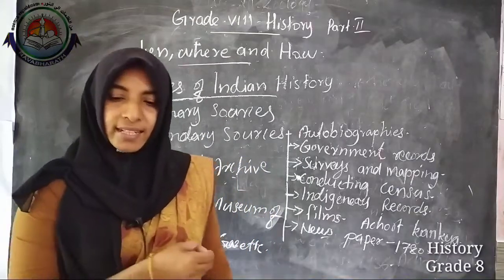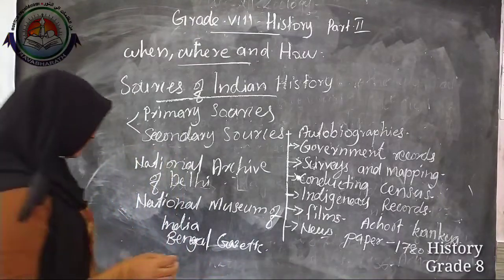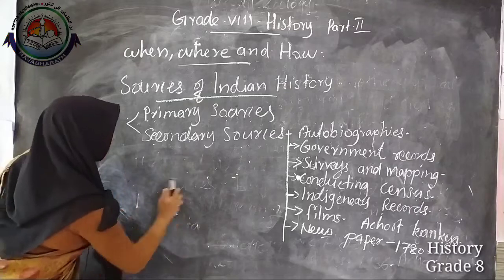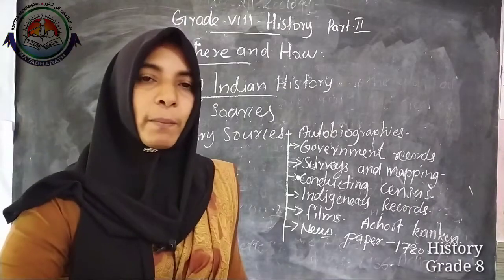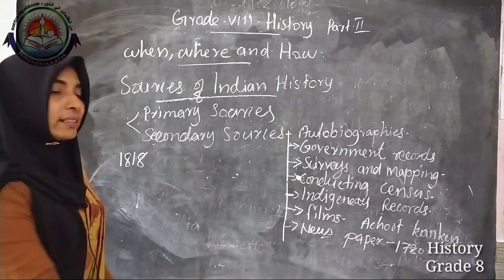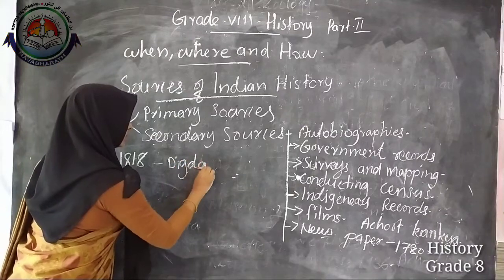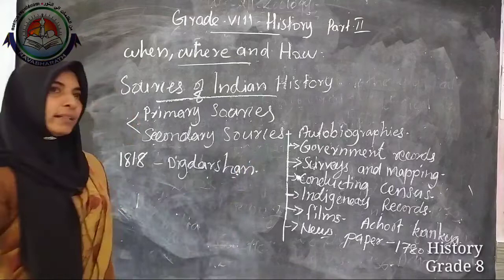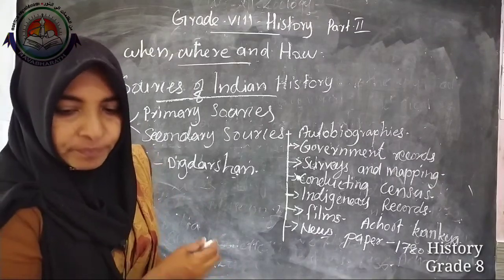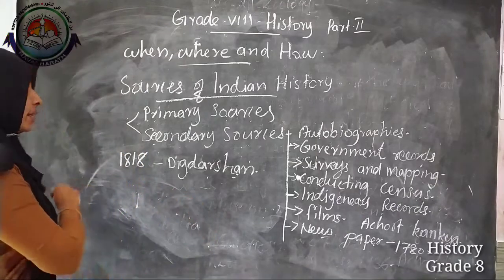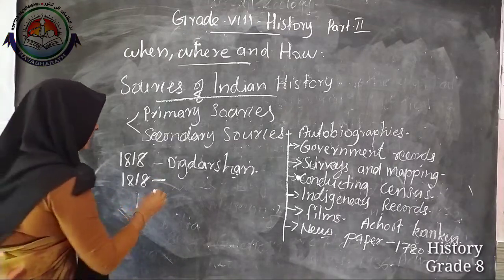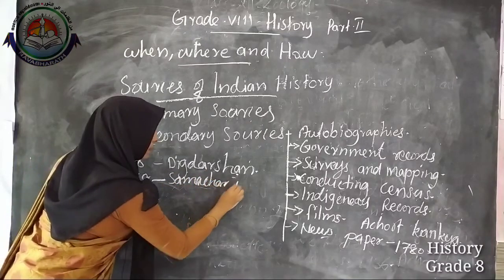Listen, in 1818, Digdarshan, the first Indian newspaper published in a vernacular language. Digdarshan. Then in the same year we published one more newspaper, which is known as Samachar Darpan. Samachar Darpan.